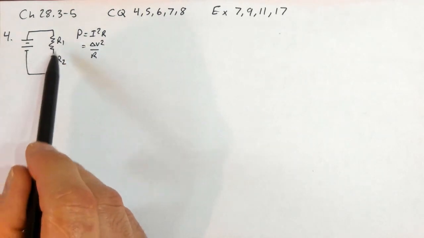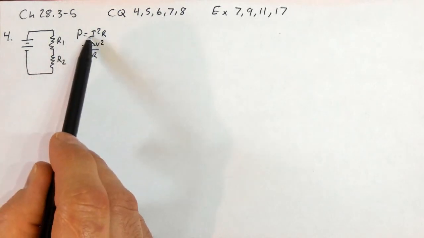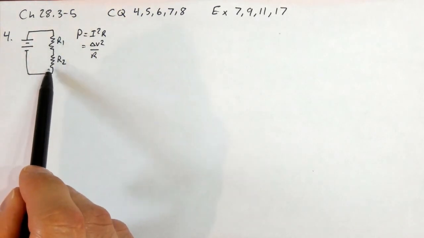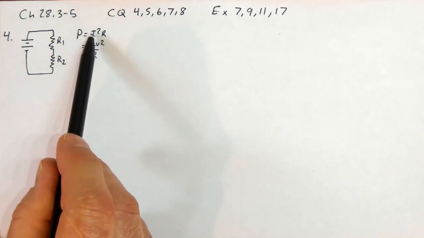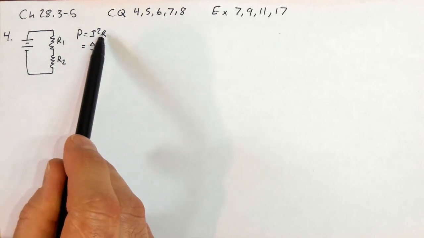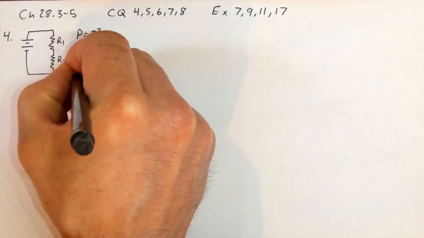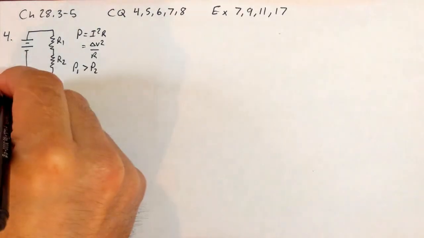So the question is, what is the same here, I or delta V? And the answer is the current is the same because these are hooked end to end. Whatever current flows through R1 must flow through R2. So the current's the same. So because of that, if the current's the same for 1 and 2, then the power is linearly proportional to the resistance. And so we can just simply say that P1 is greater than P2 because R1 is greater than R2. Apply that same idea, not the exact conclusion, but the same idea to solve the next one, number 5.